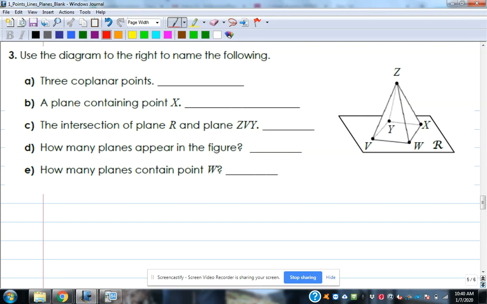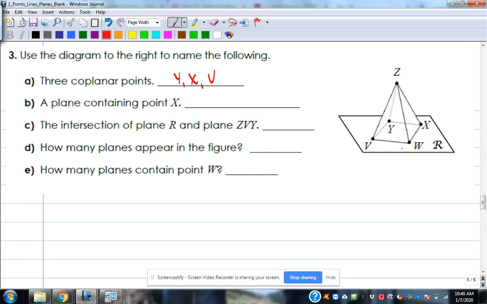So part A says 3 coplanar points. So we just need 3 points that are on the same plane. A lot of options for this one. So Y, X, and V, perfect.